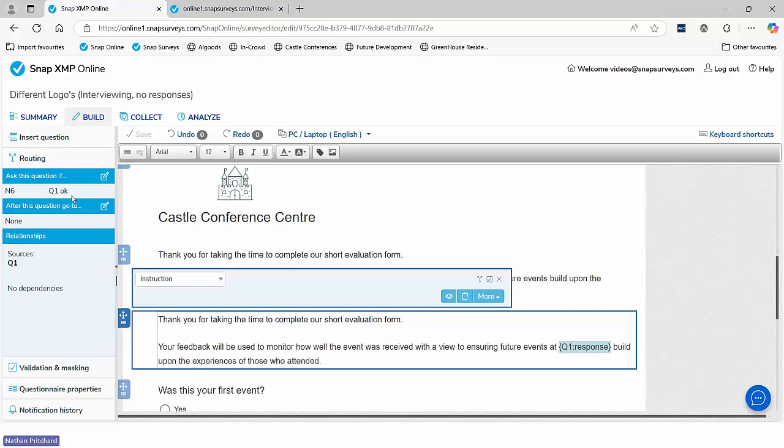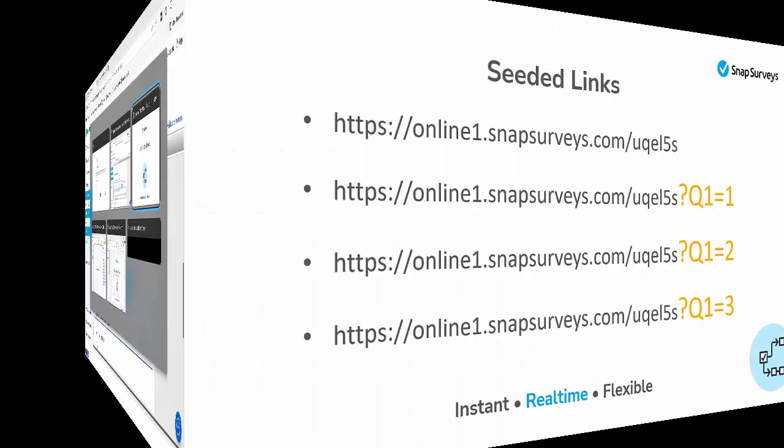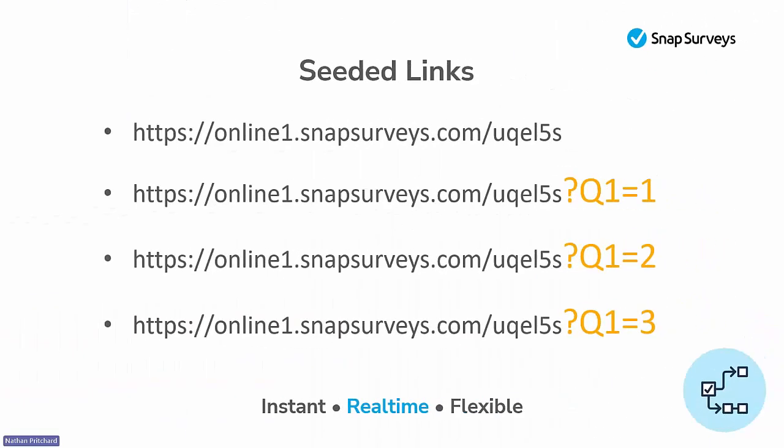Now, I'm just going to quickly pop back into the PowerPoint just to show you those seeded links. So we have the generic link at the top, and then the next three are all the seeded ones. At the end, it starts with a question mark, and then you can see it seeding in Q1 equals 1, Q1 equals 2, Q1 equals 3.